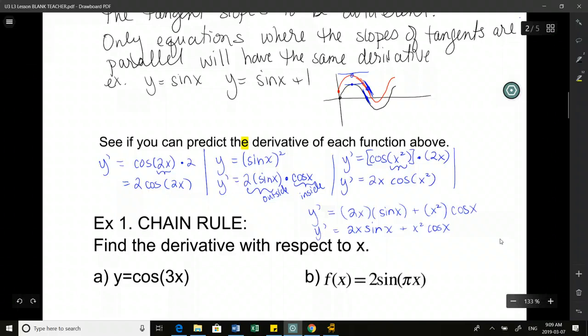Okay, so we're going to do a little bit more practice with these today. Olivia? Yeah, so I didn't quite simplify that. We can just do this. 2 sine x cos x. Like so.